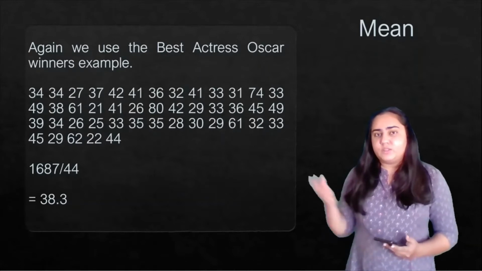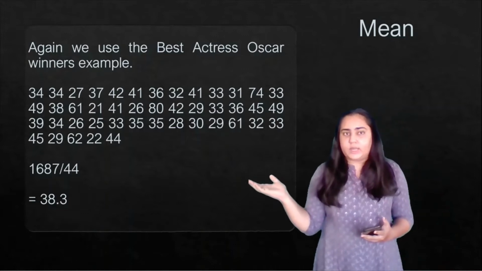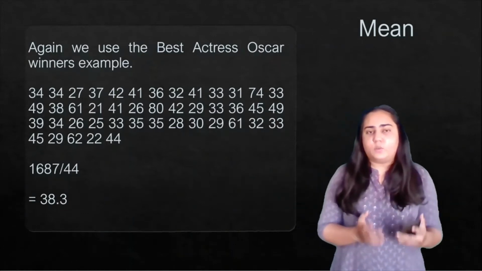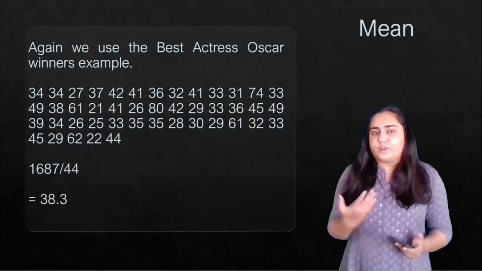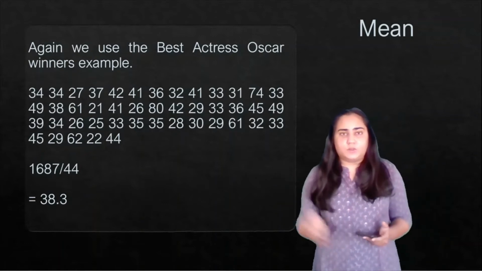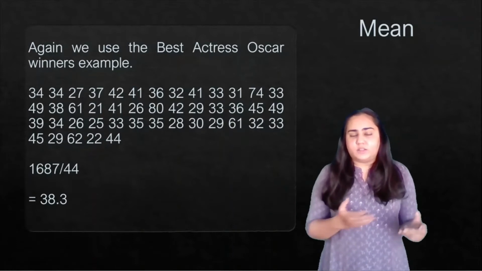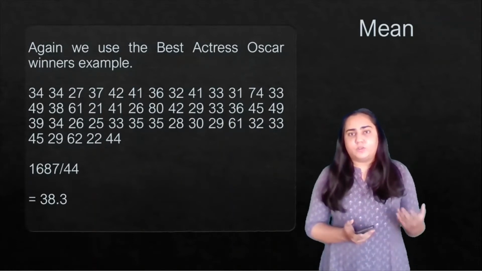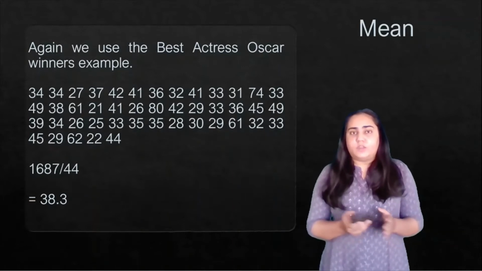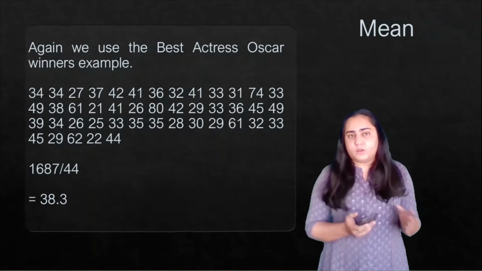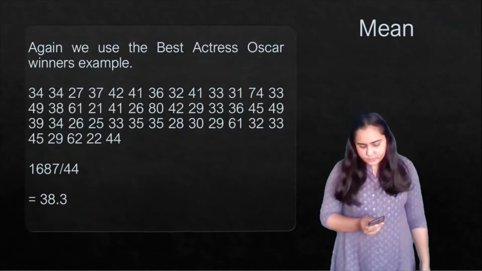And again, we can use the Best Actress Oscar winners example. And these are the different ages. And if you add them all up, you will get 1,687. And you can, of course, verify this by trying to add it on your own too. And there are total 44 values. So we can divide this number by 44 and we get 38.3. So the average age of an actress who can receive a Best Actress Oscar award is 38.3. So this is the mean of the data.